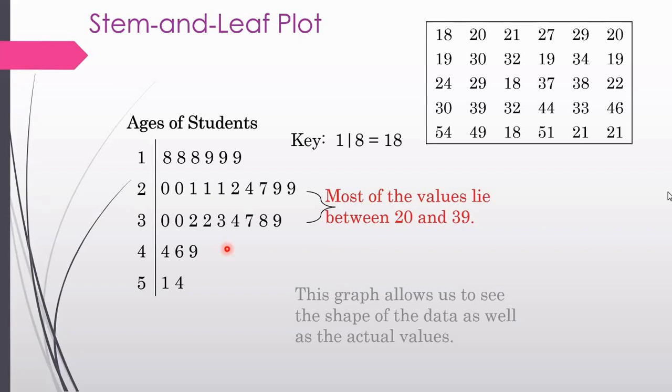Right? And also, another insight we have: most of the values lie between 20 to 39, because there are 9 observations here and 8 observations there. So almost 70 percent of the observations are from 20 to 39. Right.